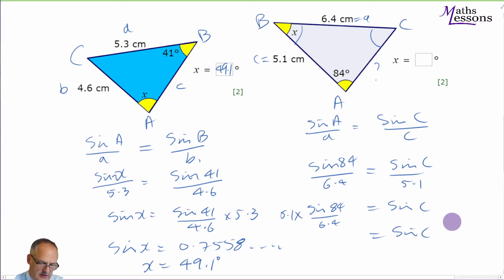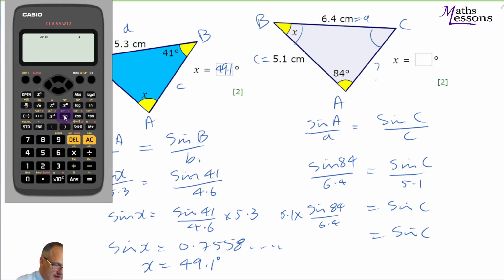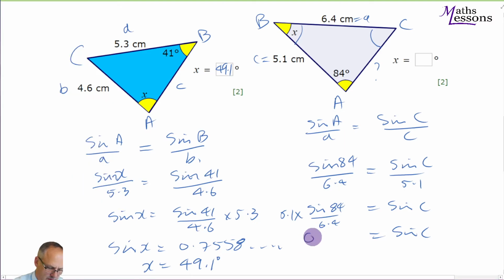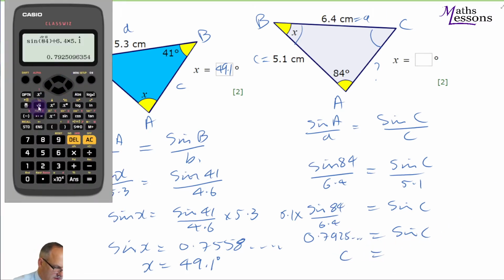Let's put that into our calculator. Clear all of that. So we have the sine of 84 divided by 6.4 times by 5.1 equals, so that equals 0.7925 and so on. So C will equal, let's do shift sine of the answer, 52.4.